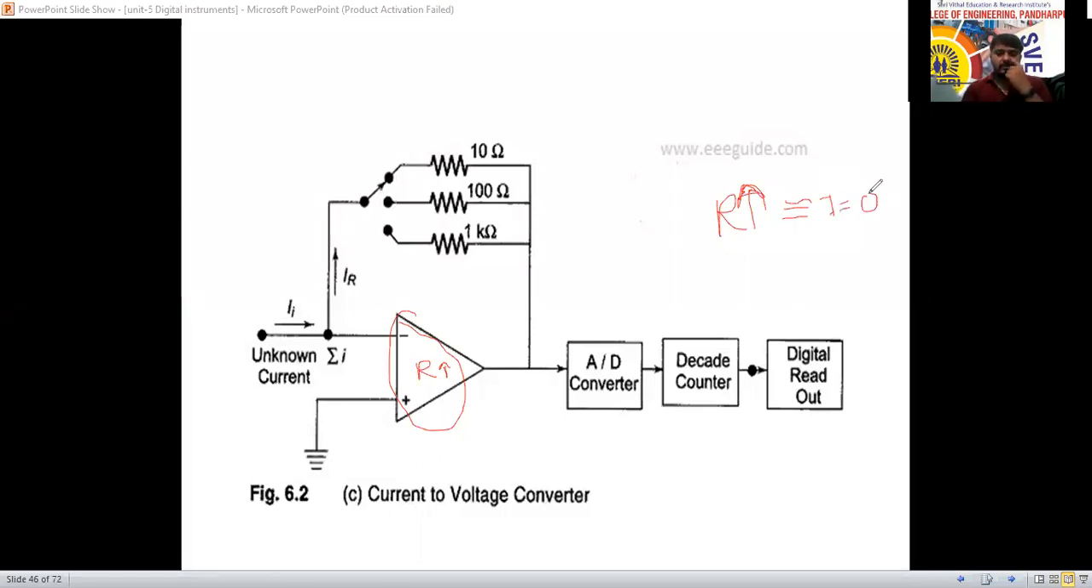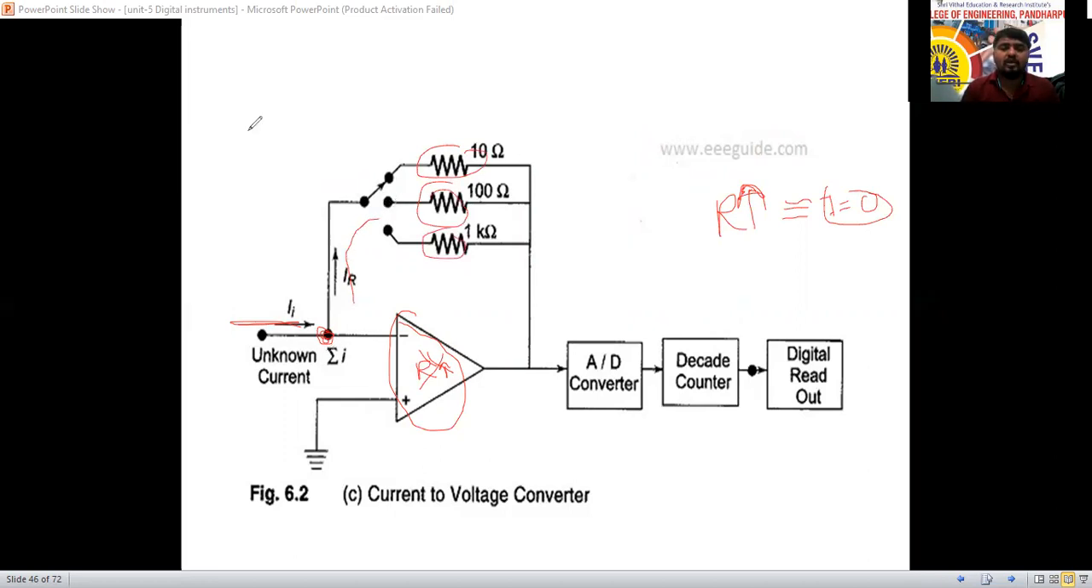Yes, sir. It will be almost zero, so no current will flow into this op-amp. Now what will happen? The input current applied at the summation point flows through the resistance. We have three reference resistances given here: 10 ohm, 100 ohm, and 1 kilo ohm.